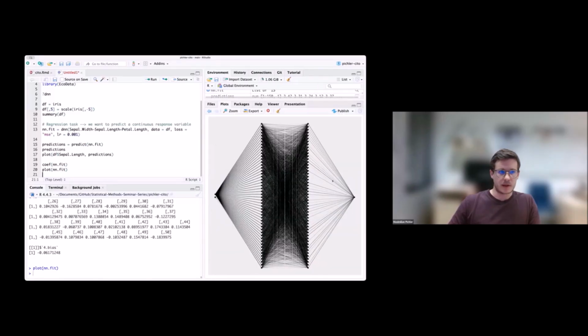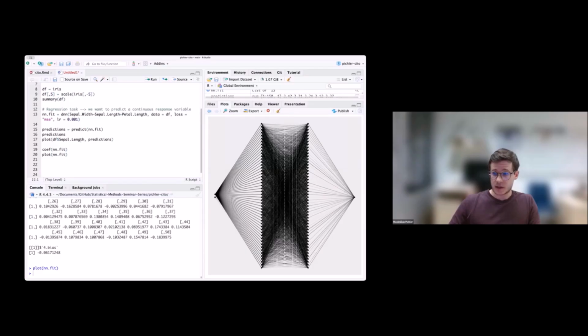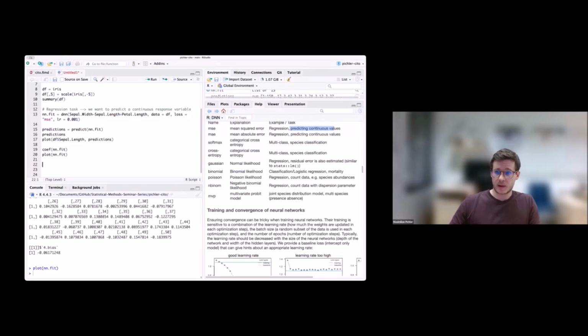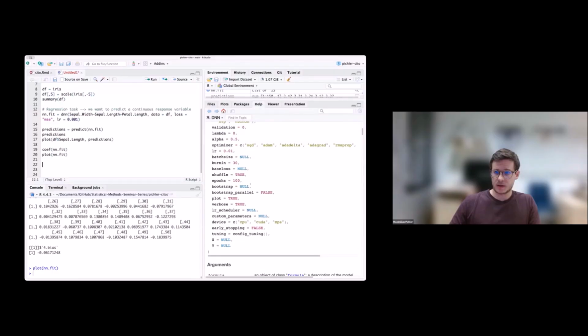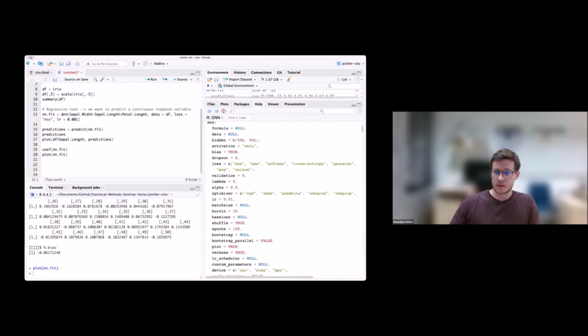So here we have now our neural network. On the left side, you see that we have two input nodes on the input layer because we have two predictors. And on the right side, we have one output node. We can, of course, change the architecture. So if we go to the help function, we see that the default is that we have two hidden layers and each layer has 50 neurons. And we can, of course, change this.